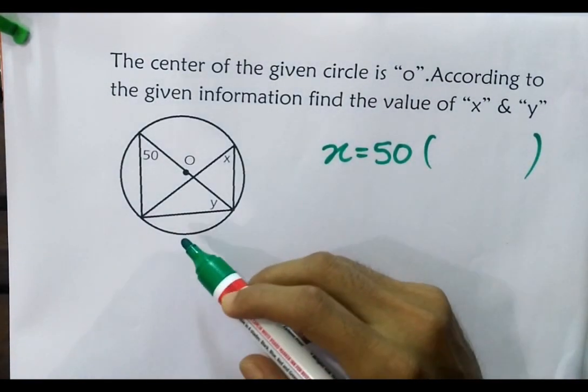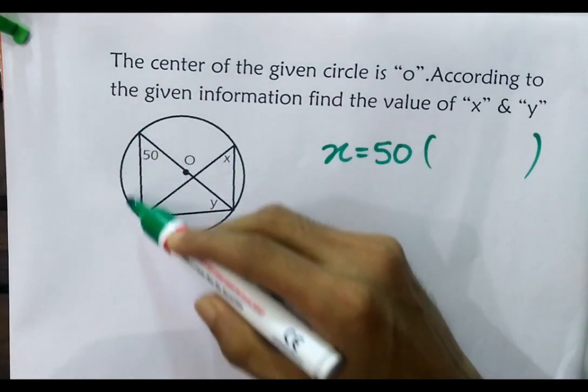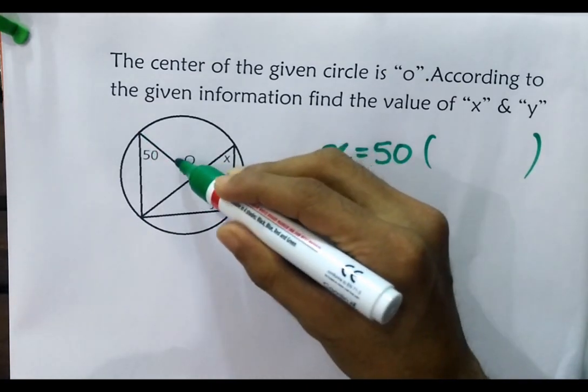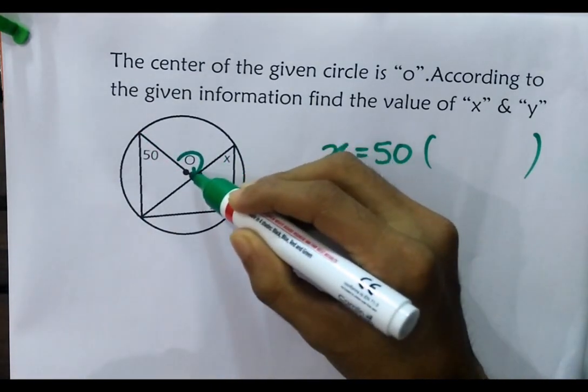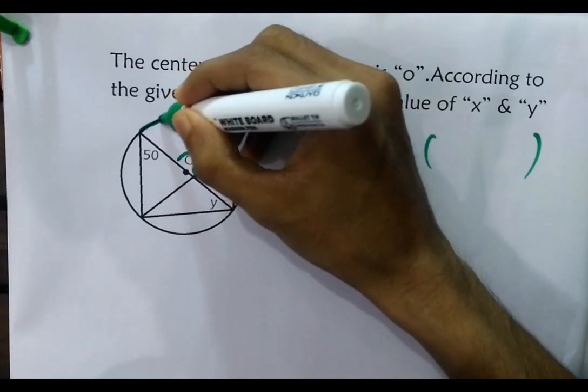Same segment. And now how to calculate the value of this y? Okay, we'll consider this triangle. You can see, okay, so here listen, the angle subtended at the center, that means this semicircle, the angle subtended at the center is twice. This one is twice, we'll consider this arc.